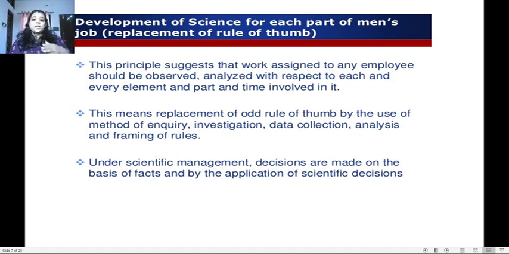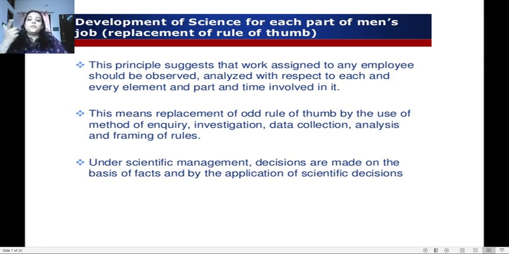What kind of replacement? Where the failures are, I can replace them with success, right? So this means replacement of the old rule of thumb by using methods of inquiry, investigation, data collection, analysis, and framing of truth. So before this, what used to happen? Only the data was collected. No observation as such was done on each particular part of the work, right? Data was collected, investigation was being done, so that each and every job is analyzed properly, right?